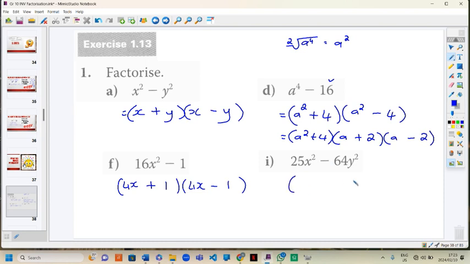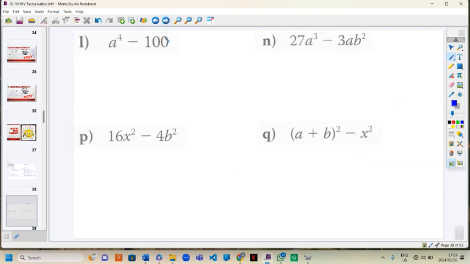Awesome. So I'm going to open up two brackets. Signs forever and always: there's a plus and there's a minus. Square root of the first term: 5x and 5x. Square root of the last term: we've got 8y and 8y. Very good.